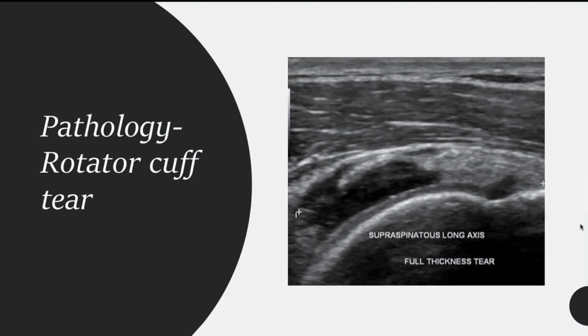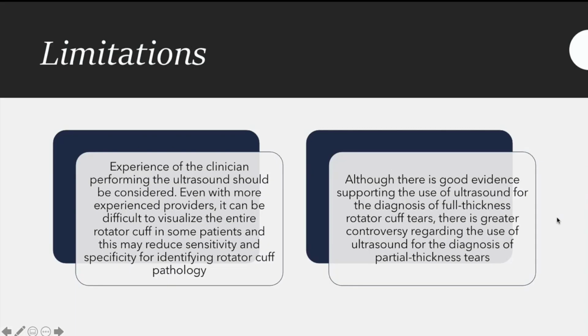And this is just an image of a full thickness tear. You can also see the cartilage interface sign as well, and you'll often see cortical irregularities. For a full tear, the extent is from the bursal surface all the way to the articular surface. Next slide. And just briefly going over some limitations.